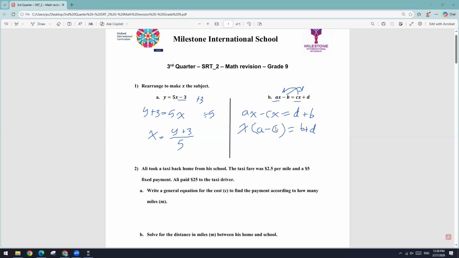So to remove the multiply by a minus c, we do the opposite, which is divide by a minus c. So how do I do that? x equals b plus d, then divided by a minus c. So now x is the subject.